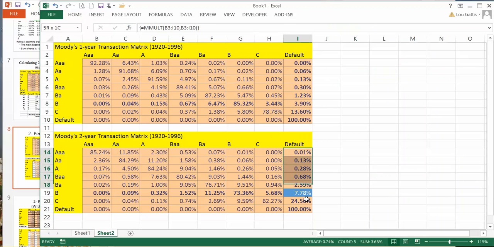So here's the 2-year probability of an A defaulting. You can see it's no longer 0, although a very, very slim chance. And the 2-year probability of a C-rated bond defaulting within 2 years. It also makes you understand what an MMULT is. In a matrix multiplication, each number in the new matrix is a sum product of the ith row of the first matrix times the jth column of the second matrix. That's why the 7.78 is this row times this column.